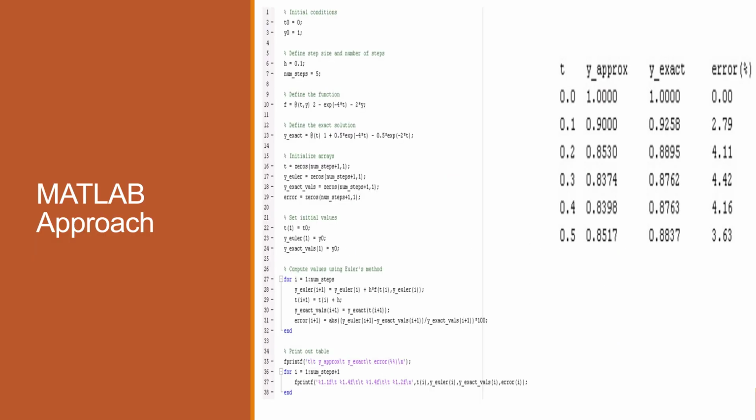My MATLAB approach for this textbook example was a little bit more in depth than the first one, as in the first one I was only plotting one line and I was only trying to find those values. Here I had to find the exact line, plot that line, and then plot my approximate line and find the error percentage between the two. In my code, I first set initial conditions, defined my step size, defined my function, and then my exact solution. I initialized all of my arrays, set my initial values, and then I ran the loop 5 times.